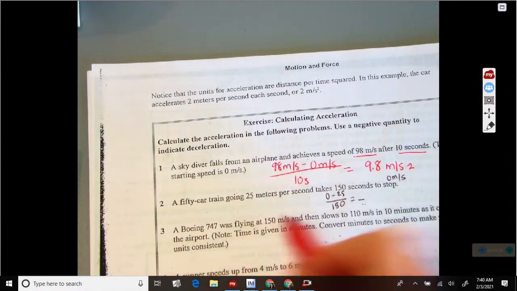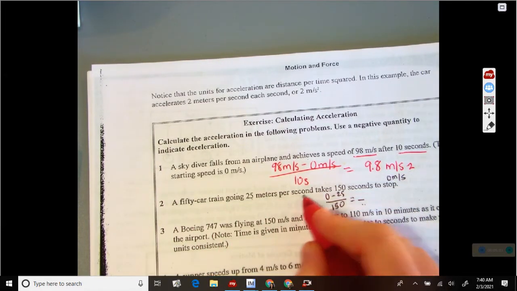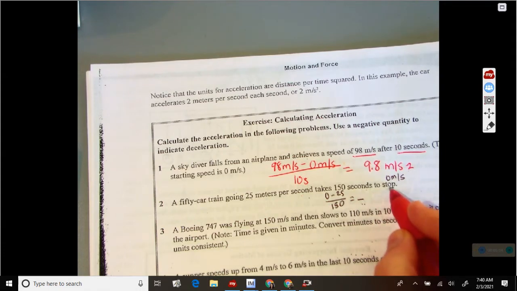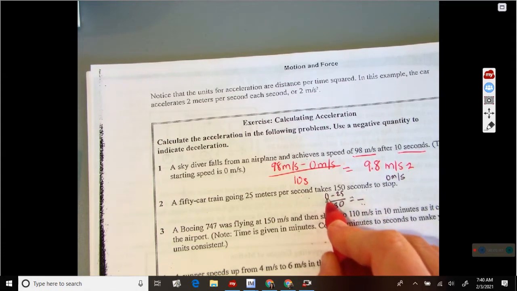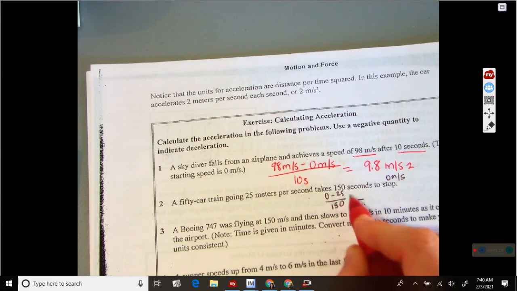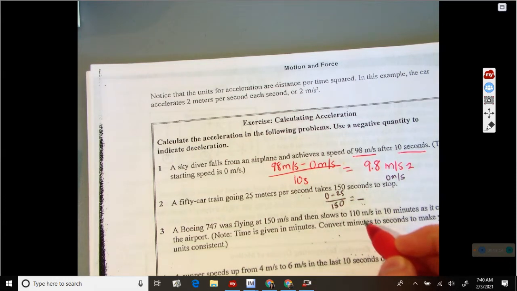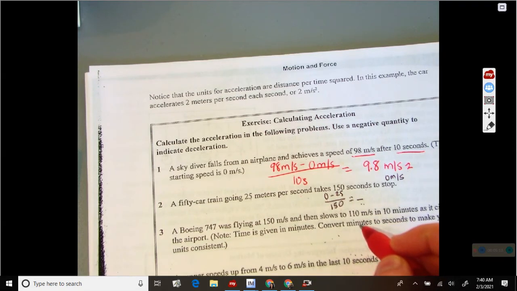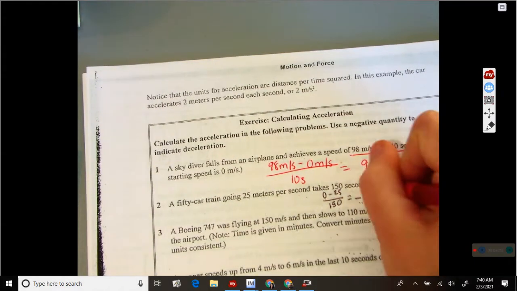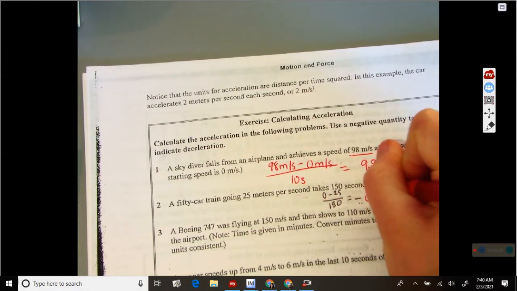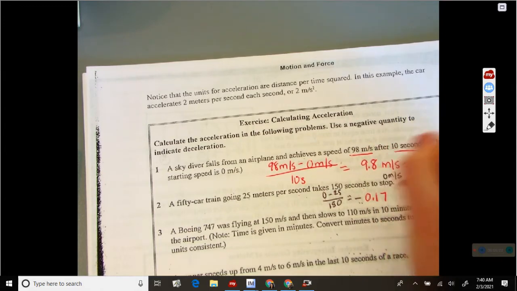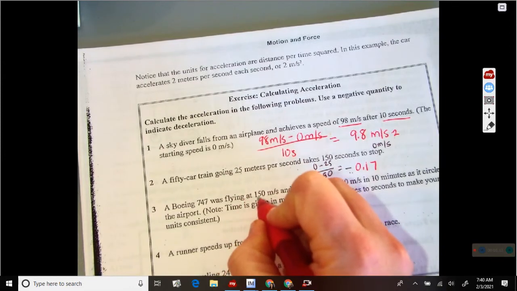A 50-car train going 25 meters per second takes 150 seconds to stop. It is stopping. So its final is 0, its initial is 25, divided by 150 seconds. So negative 25 divided by 150 gives you negative 0.17.